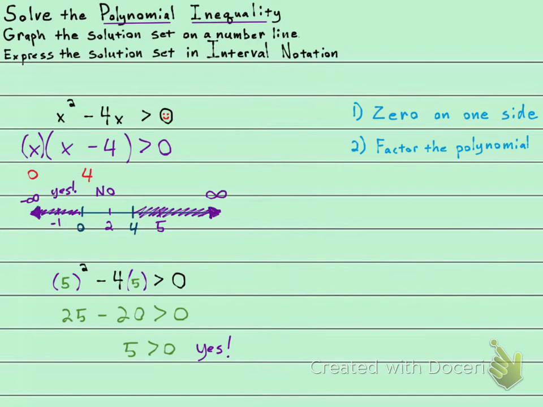Now, the 0 and the 4, do they get a bracket or a parenthesis? I'm going to find that out by looking right here. If it's strictly greater than, I'm going to get parentheses. If it was greater than or equal to, then I would have a bracket. So this is going to be a parenthesis on the 0 and a parenthesis on the 4.